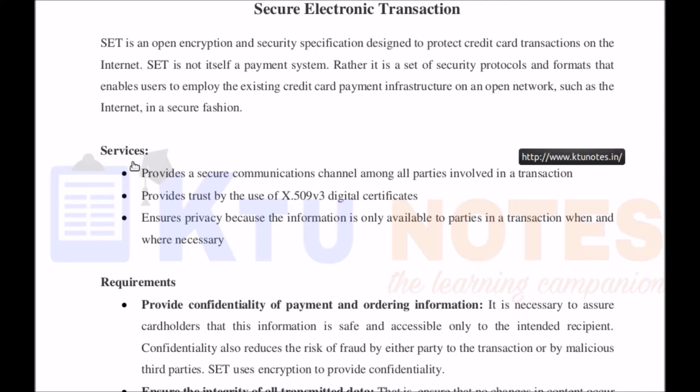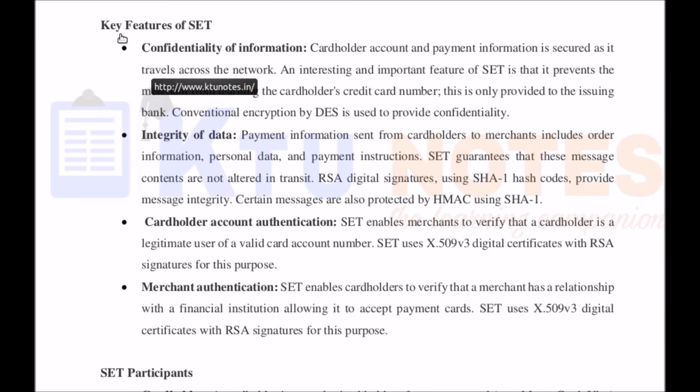What are the different services provided by secure electronic transaction? First one is security. Second one is trust with the help of digital certificates. Third one is privacy. So SET provides services: security, trust and privacy. Now about the key features of secure electronic transaction. First is confidentiality. Second one is integrity. Third one and fourth one is about authentication of card holder and merchant respectively.